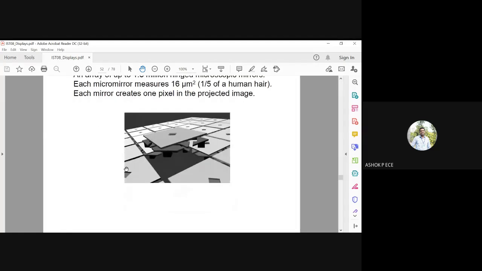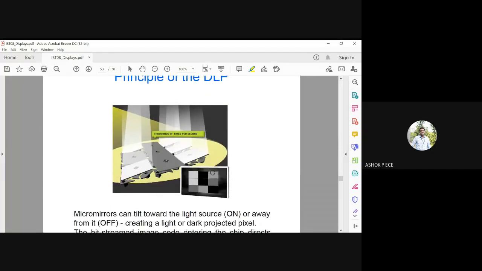So this is the animated diagram. You have several mirrors arranged in the form of a matrix, and each mirror will have a display surface which is going to represent one pixel. It is going to represent one pixel. This is your pixel.